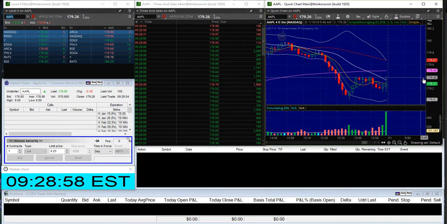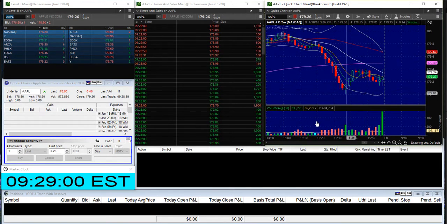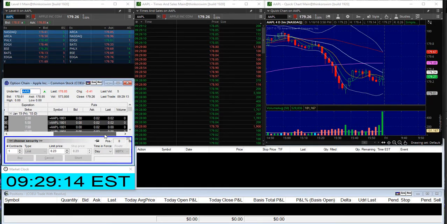So right now I'm currently looking at Apple, and I'm trying to look through the different time frames to determine what stock I may be interested in trading this morning. I think I'm going to go with Apple, but we'll just have to wait and see how the price action unfolds at the opening bell.